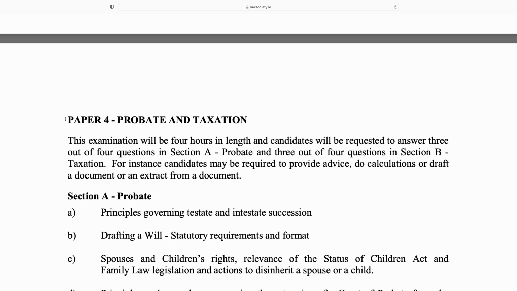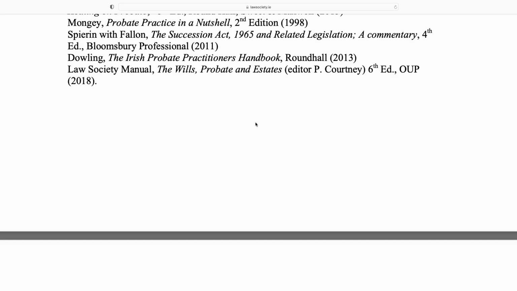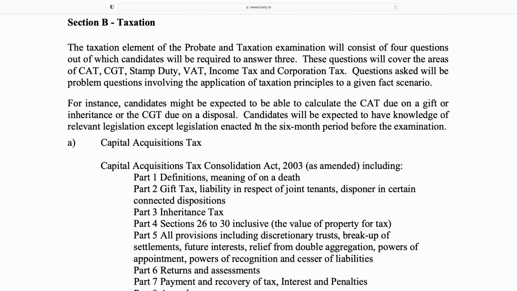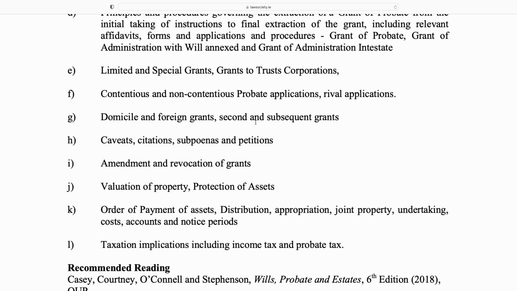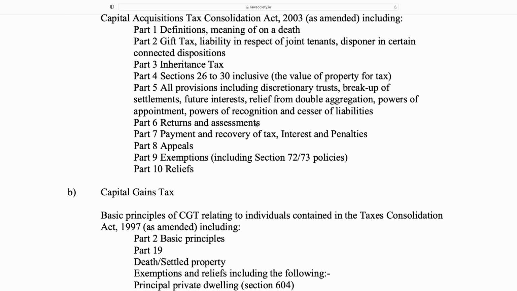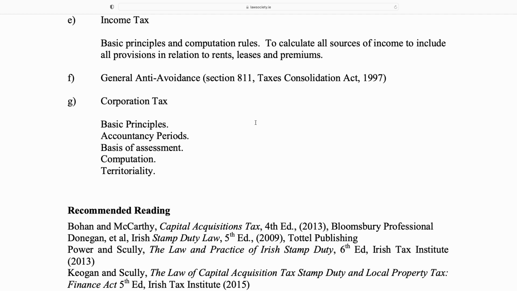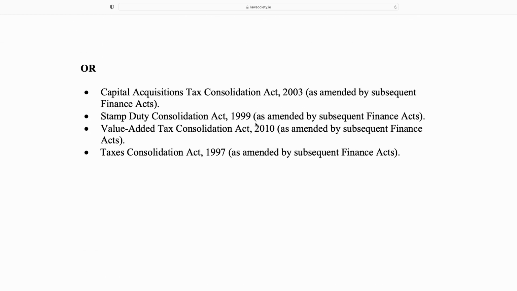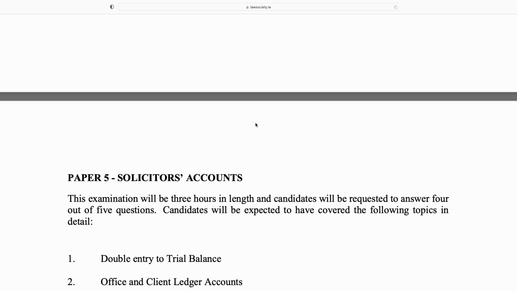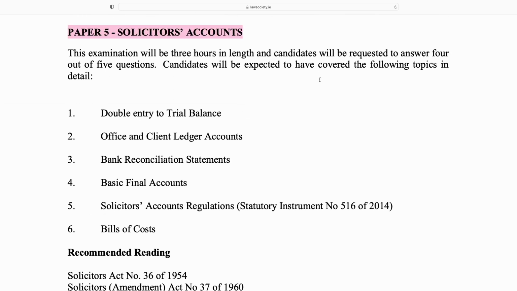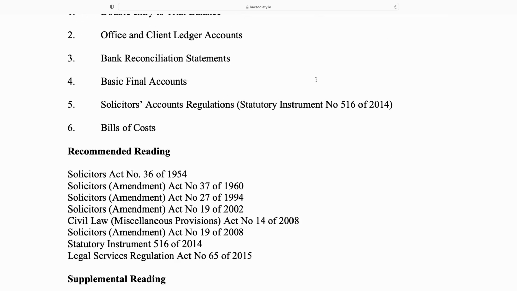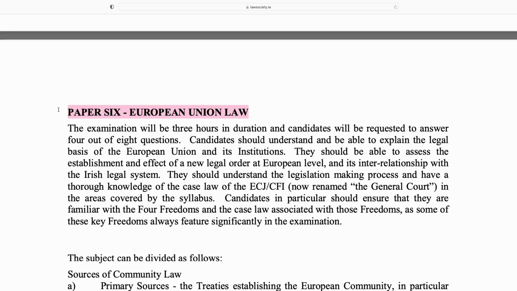So probate and tax. I don't cover this, but what I would say is when it comes to tax, just get the most up to date summary of tax from the Law Society, whatever year the budget has come out. That's always usually very good. That's what I would get, rather than worrying about every single act. And then the solicitor's accounts, you'll find tons of examples of those online, but basically it's a double entry exam. It's like an accountancy exam almost.